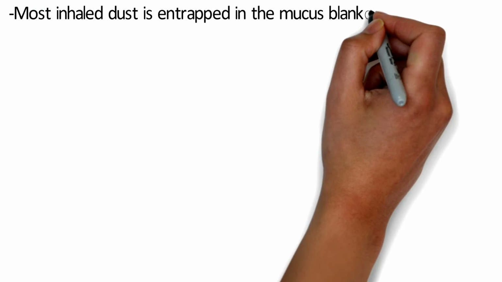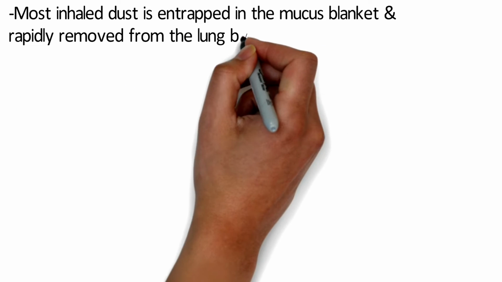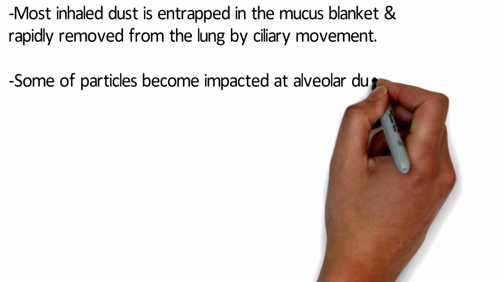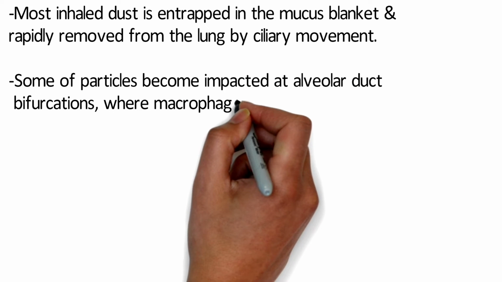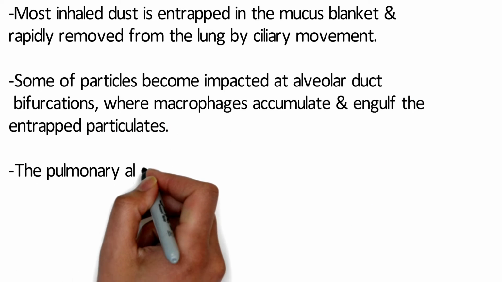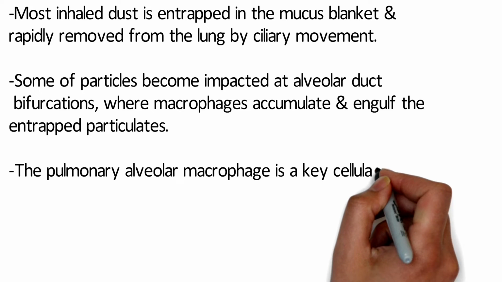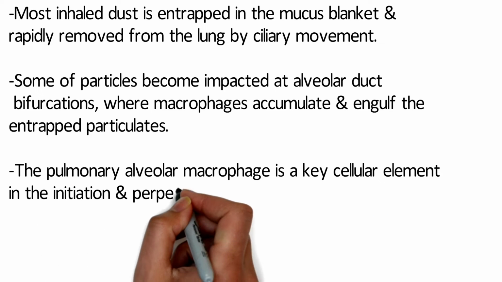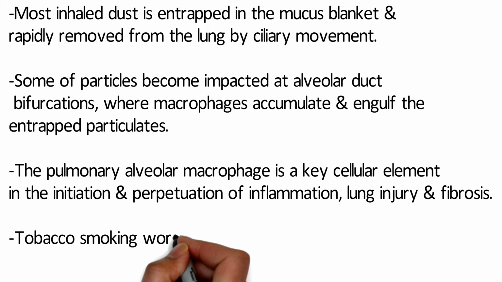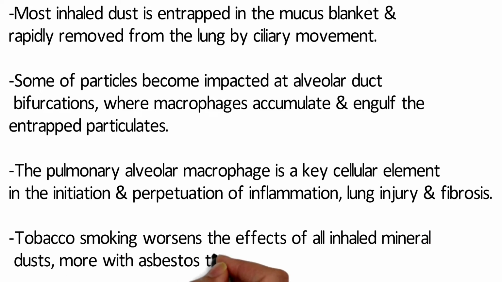Most inhaled dust is entrapped in the mucous blanket and can rapidly be removed from the lung by ciliary movement, but some of the particles become impacted at alveolar duct bifurcations, where macrophages accumulate and engulf the entrapped particulates. The pulmonary alveolar macrophage is a key cellular element, and it plays an important role in the initiation and perpetuation of inflammation, lung injury, and fibrosis. Tobacco smoking worsens the effects of all inhaled mineral dusts, but more with asbestos than the other particles.